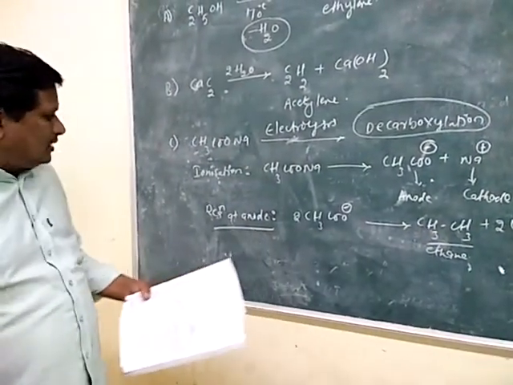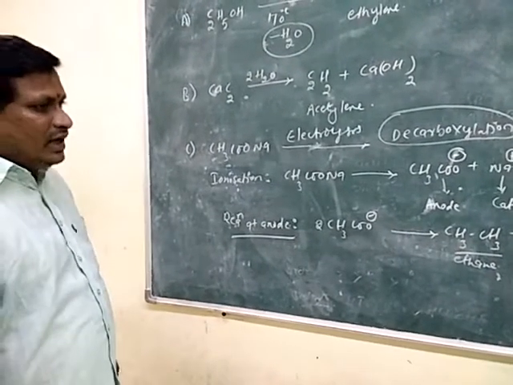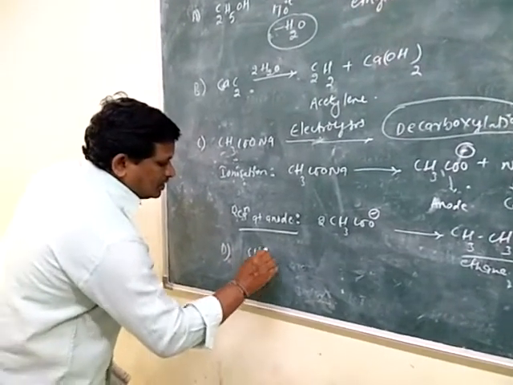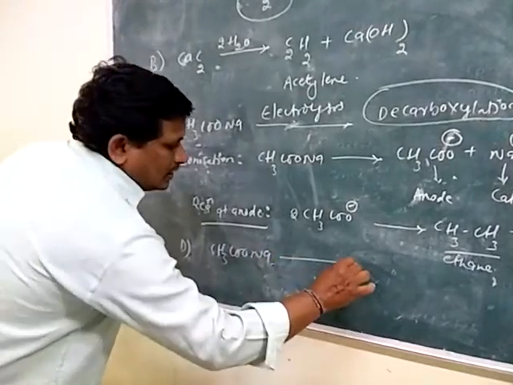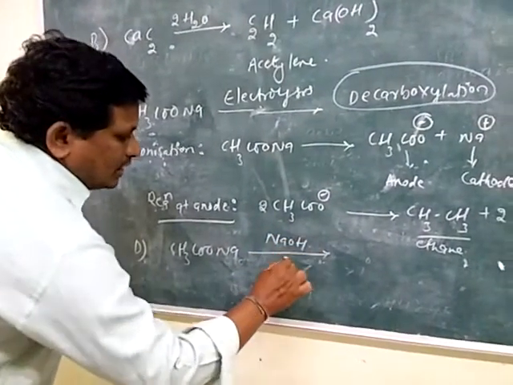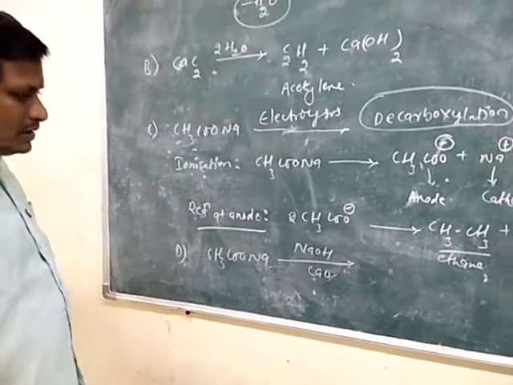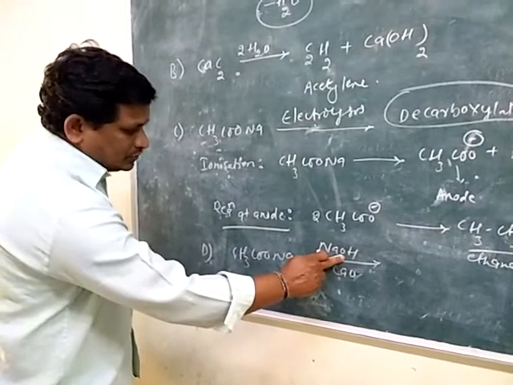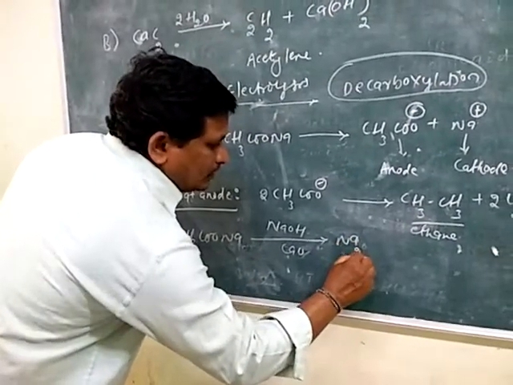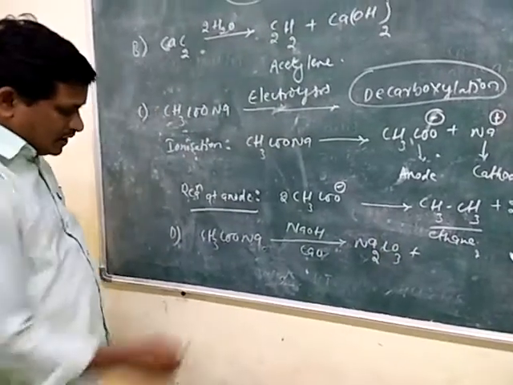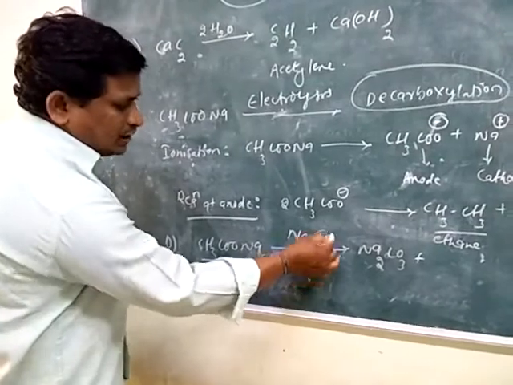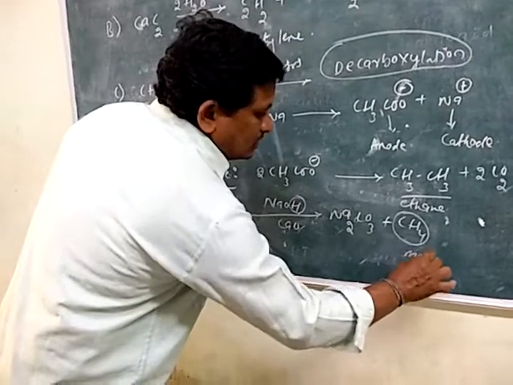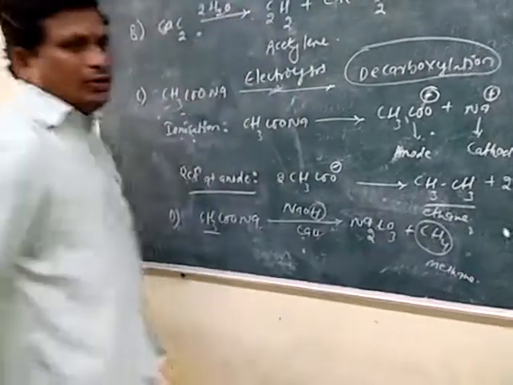So the next one is sodium acetate in the presence of NaOH and CaO. So CH3COONa in the presence of NaOH and CaO gives Na2CO3, sodium carbonate. Then CH3 combines with H so that it gives CH4. The obtained compound is methane.